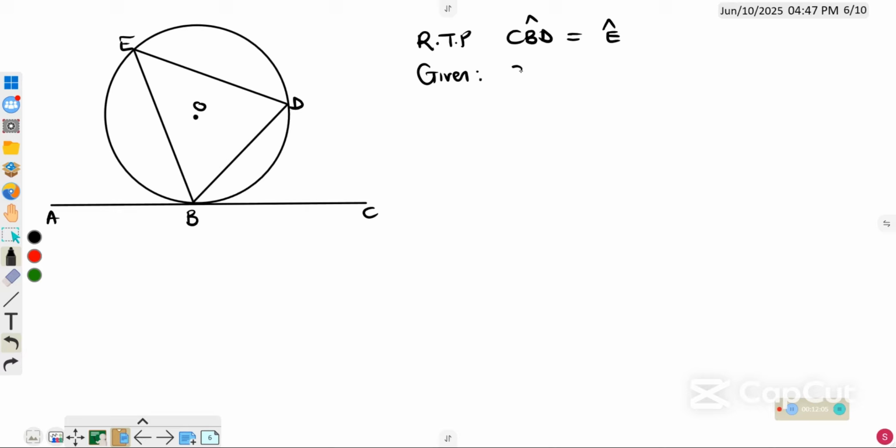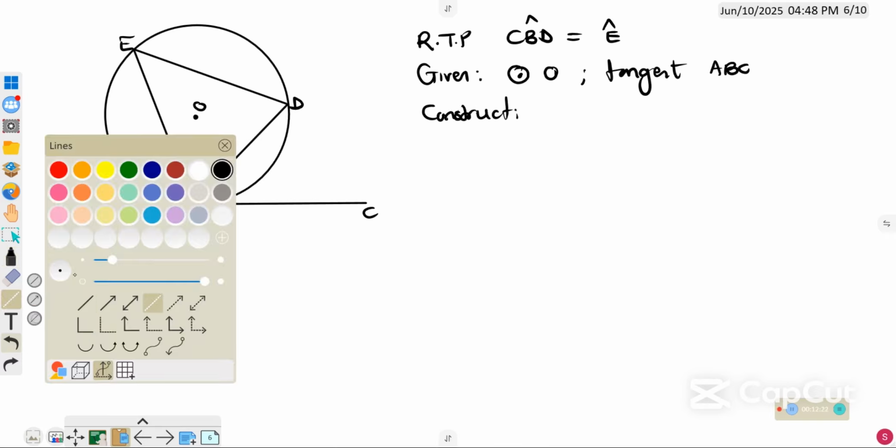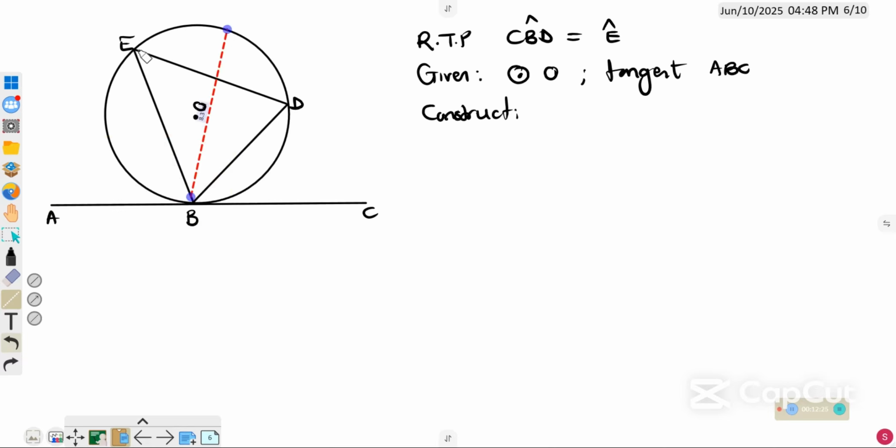Right, and then what are you given? Here I'm given a circle with center O, and I'm also given a tangent. Tangent what? Tangent ABC. Next step, remember you should construct when you prove a theorem. This theorem can be proved in 2 ways. Some people use that construction there. You go and learn this, but for me I construct the radii. So I'm just going to join OD and OB, like that.